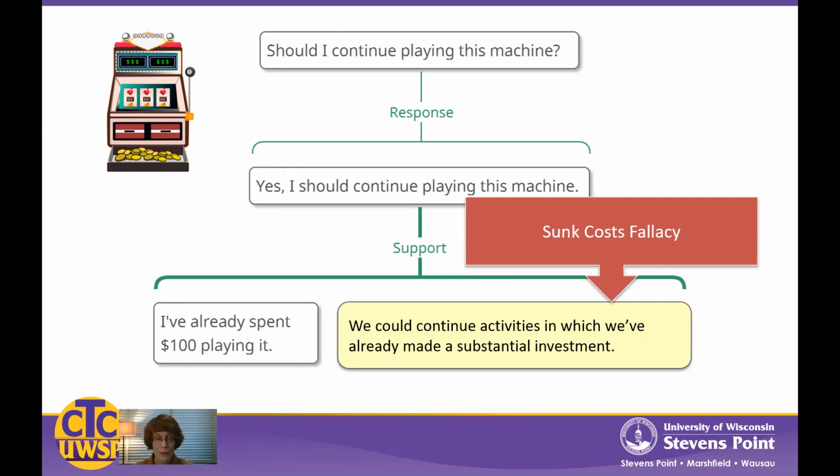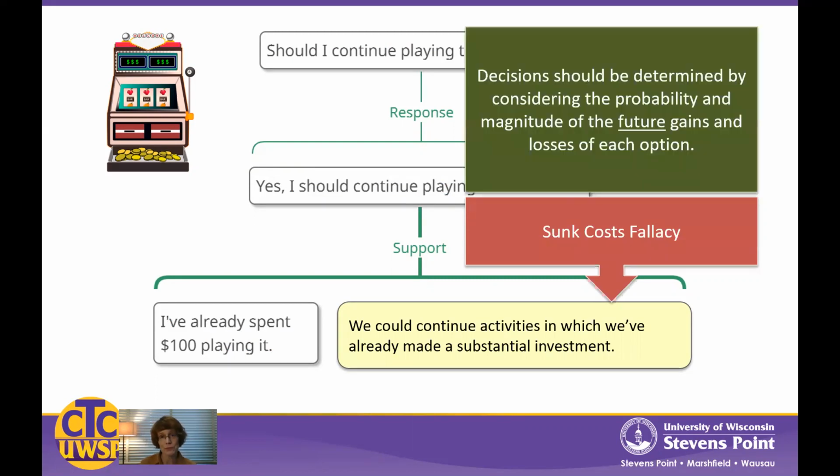Because guess what? That $100 that I've already played in that machine, it's gone. The likelihood of continuing to win is no greater than it would have been had I not spent $100. So I should just basically kiss that money goodbye and go on with my life. Generally speaking, when we decide what we should do, we should consider the probability and magnitude of future gains and losses of each option. We should look ahead.